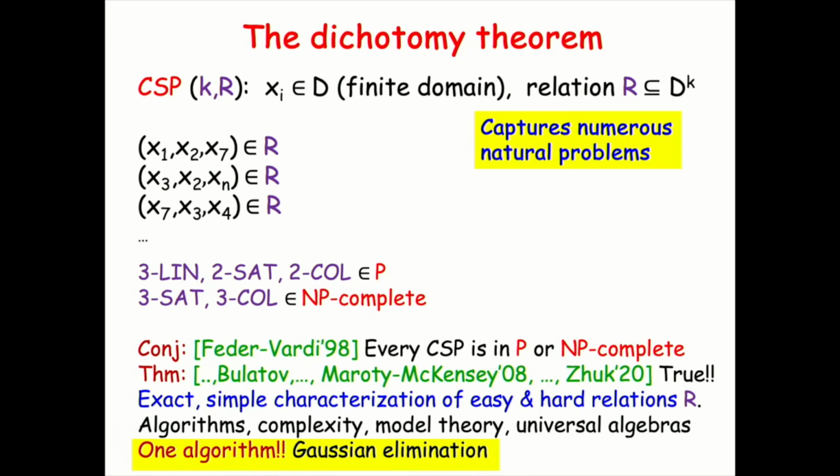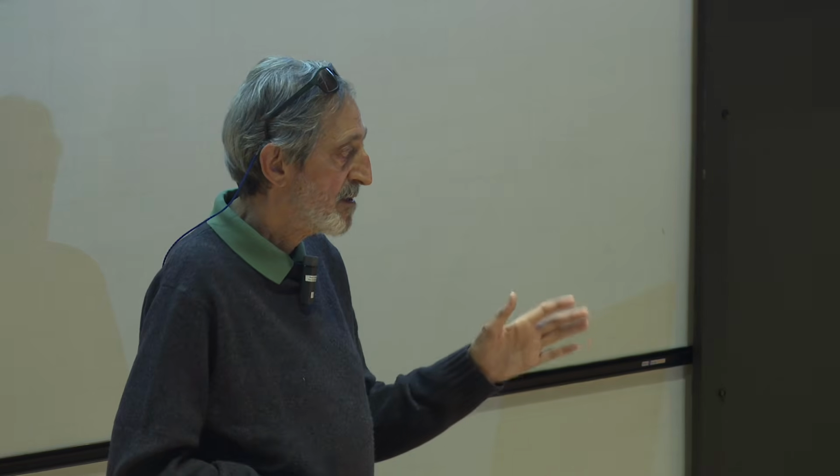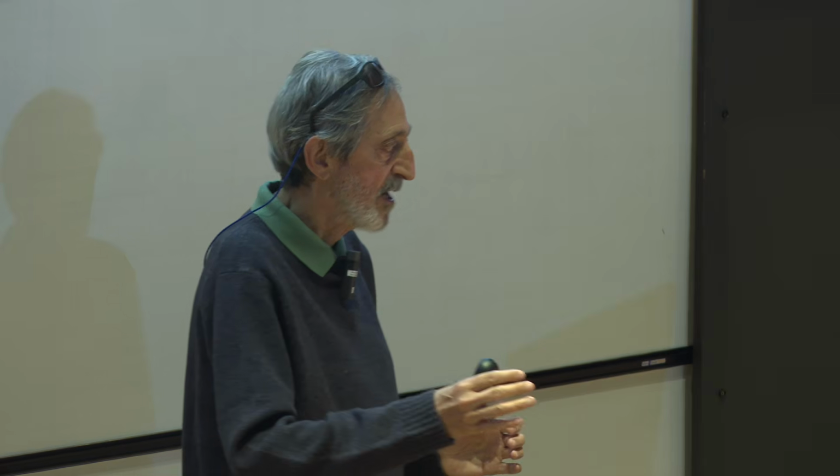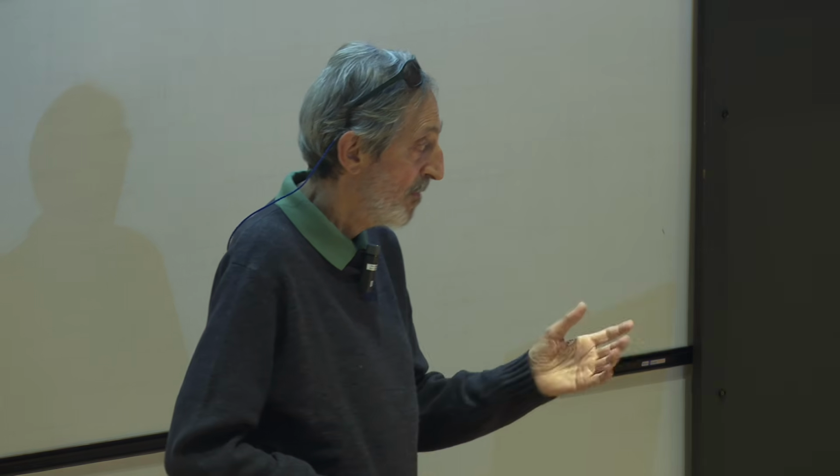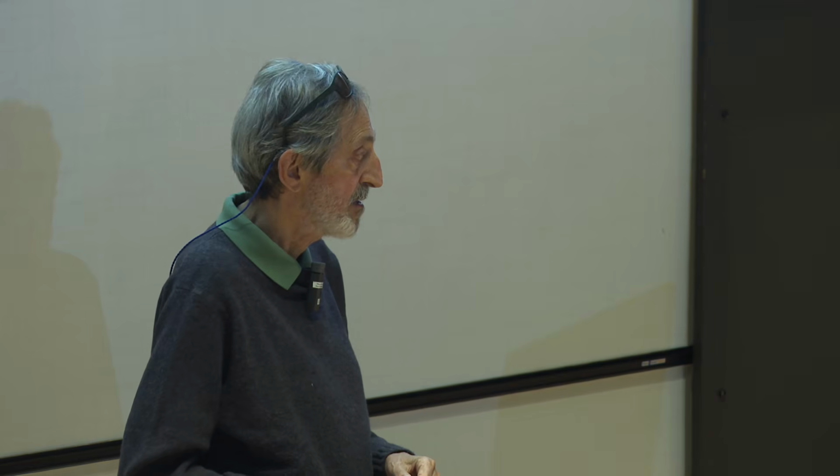And one interesting outcome is that even though you could think that each of these problems may have different specialized algorithms, it turns out that really Gaussian elimination is at the bottom of all of the easy ones. There's also one reduction in the case of hardness. So it's quite surprising, I think.